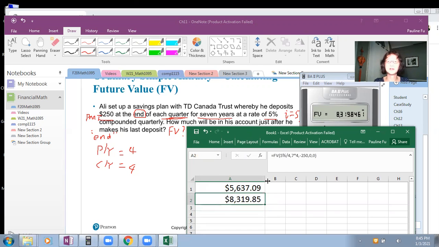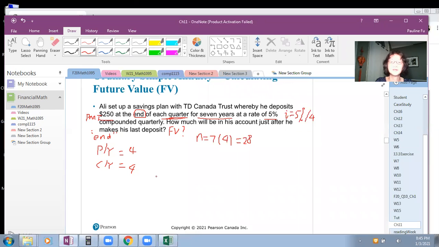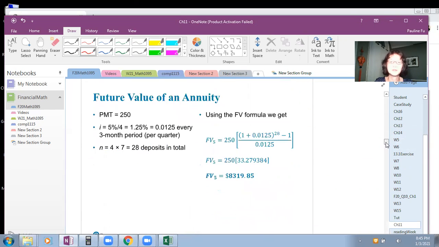See, the same number you get with the calculator. Okay. So this is method 2 using Excel. Method 3, use the formula. Okay. So I'm going to show you the formula. This is method 3, formula.